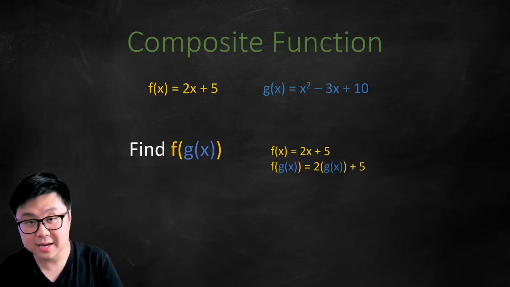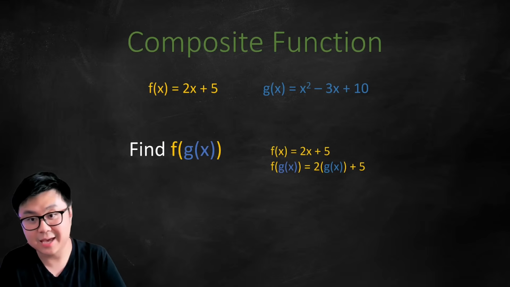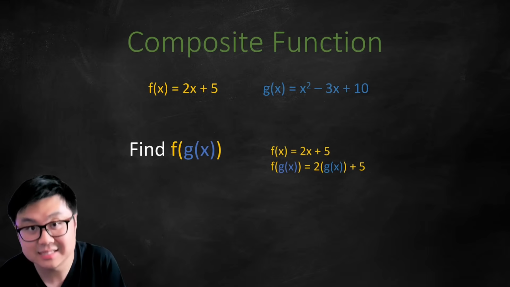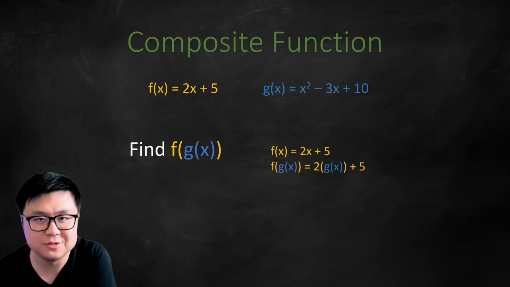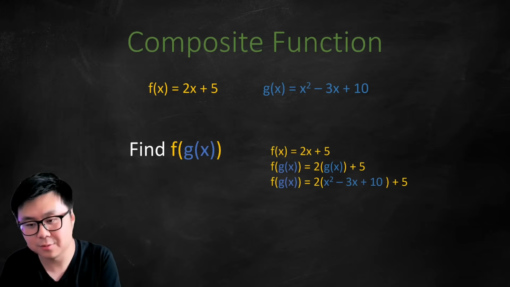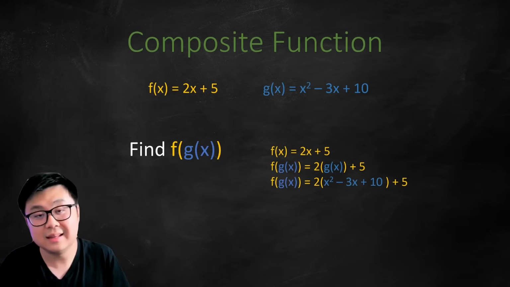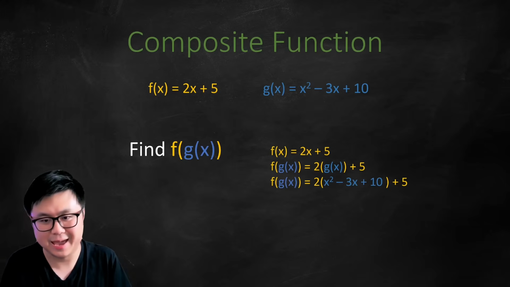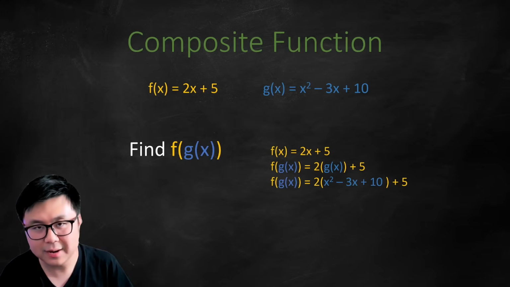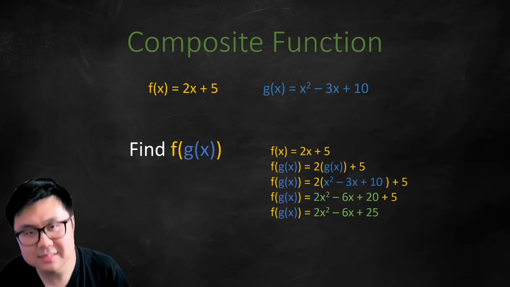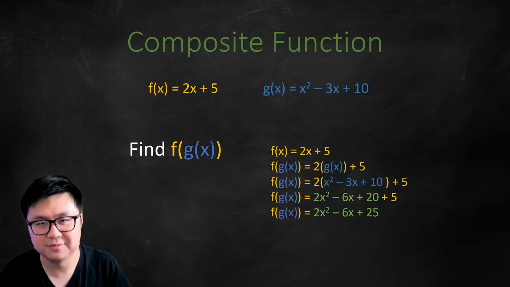Now, on the right side, recall that g of x is actually x squared minus 3x plus 10. That's the actual function output of g of x, so we can substitute that on the right. You don't have to do that to the left. The left is just there to show that we're doing f of g of x. Now, on the right, you can continue to simplify and simplify until you get this composite function.